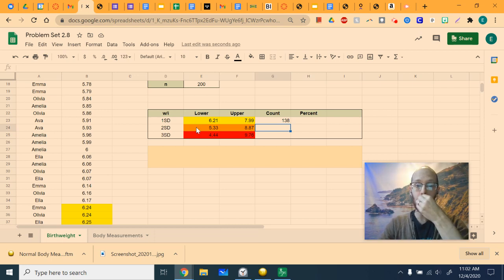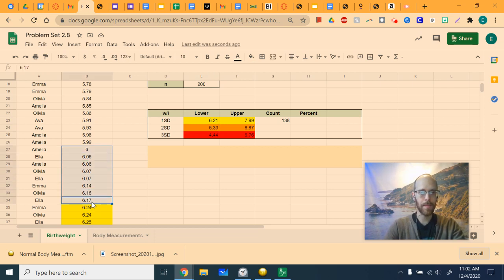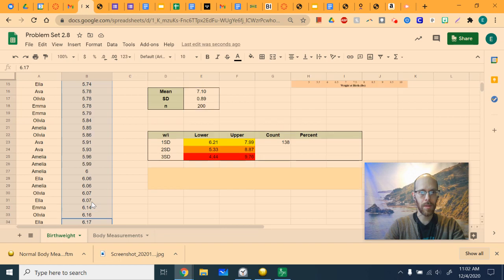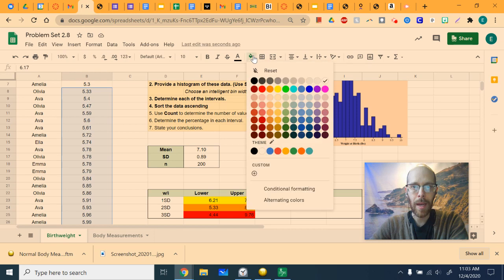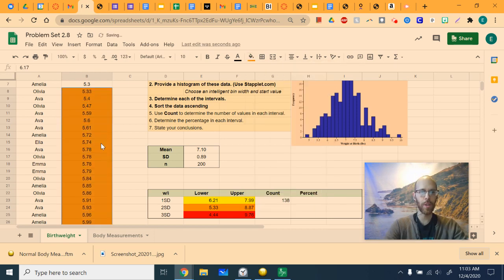So now when we go to 2 standard deviations, this is going to add more values. So we can now go all the way down to 5.33, which means it would include this value, all of these, till, let's see. Oh, there's a 5.33. So Olivia here would be included in the interval, but Amelia here would be too small for the interval. I'm going to highlight those in orange.